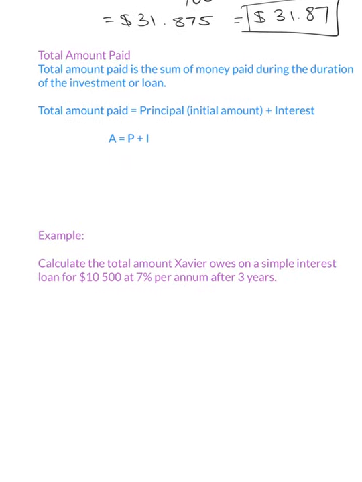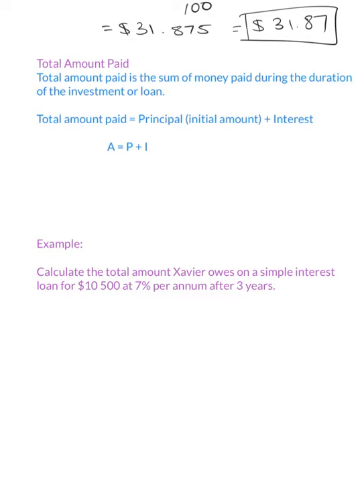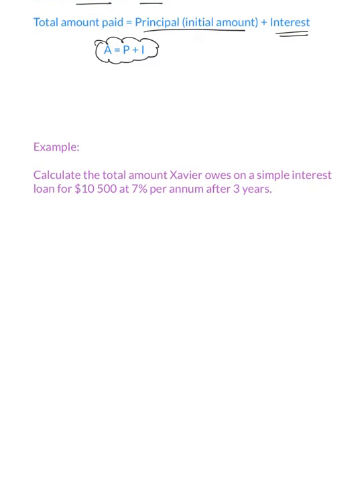Now the next concept we're looking at is the total amount paid. So total amount paid is the sum. So it's the total of the money paid during the duration of the investment or loan. So this needs to take into consideration the principal, so the initial amount either invested or borrowed, as well as the interest. So basically, total amount paid equals principal plus interest, and that could be rewritten as A equals P plus I, where A is total amount paid, P is principal, and I is interest. So let's have a look at the following example.